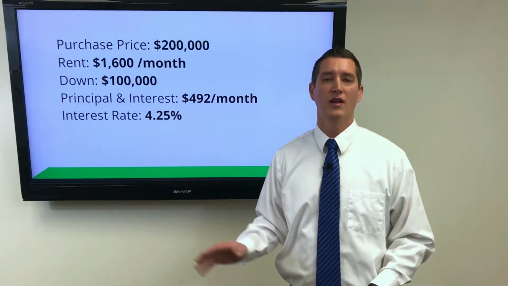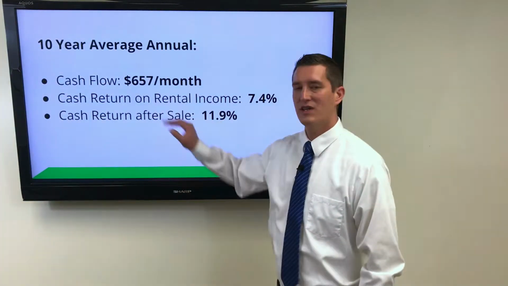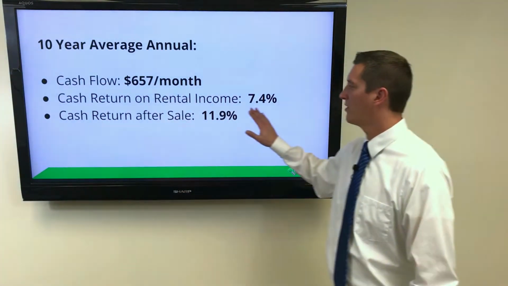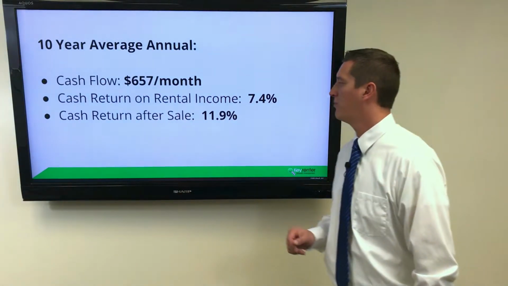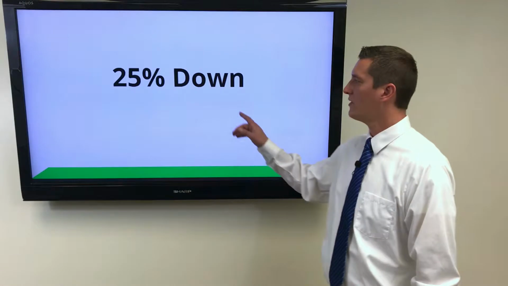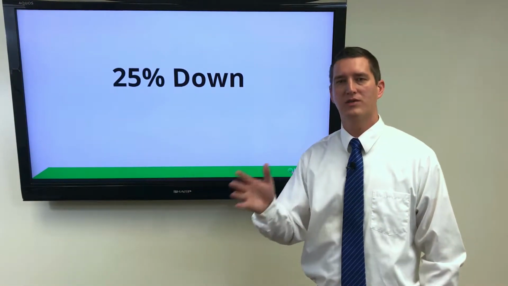They could be higher, but this is just an example for the case study. Cash flow is $657 per month. Cash return on the rental income is 7.4%. Cash return after the sale, 11.9%. Now, you don't need to write all this down yet because I'm going to be showing it in a table. We're going to summarize this together.